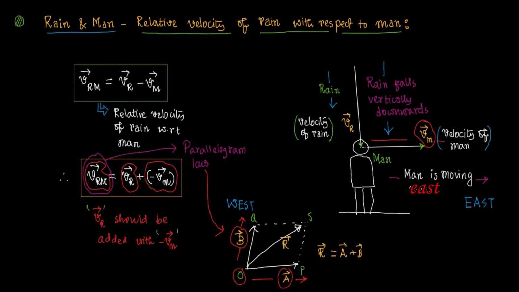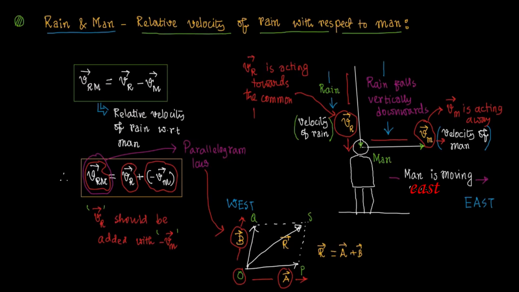Now vector vm, the velocity of the man, is acting away from the common point O, and vector vr, the velocity of the rain, is acting towards the common point O, which is the height of the man.